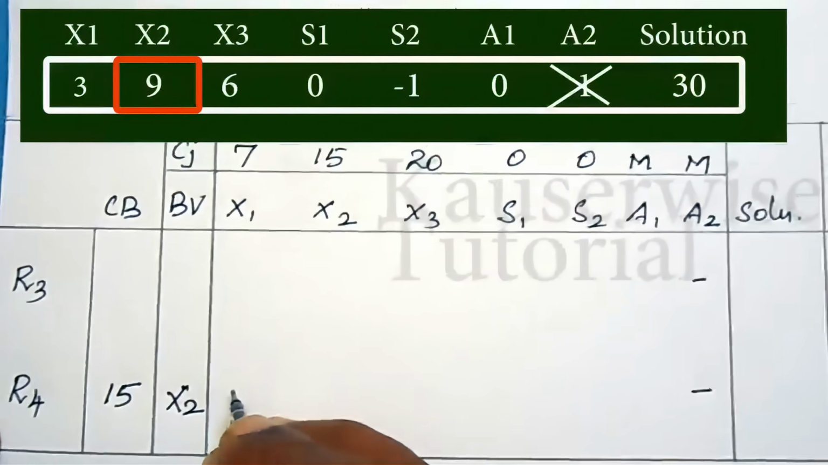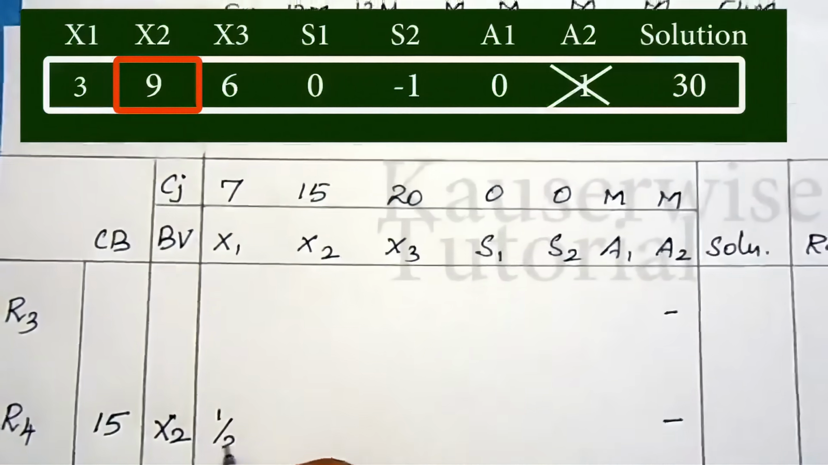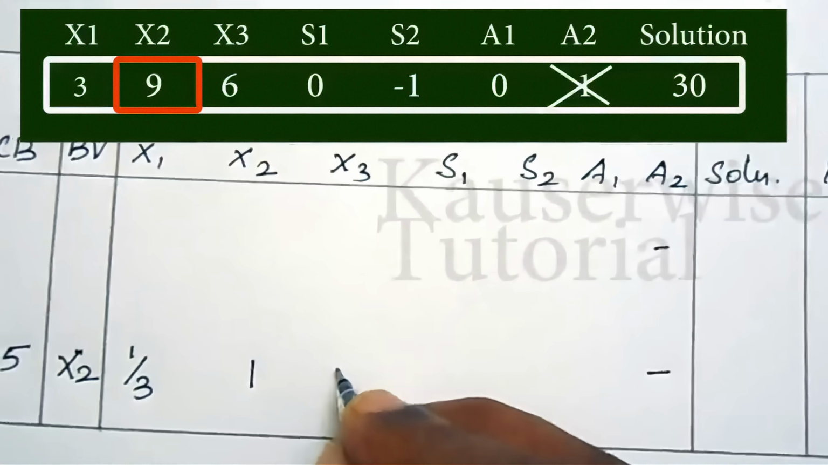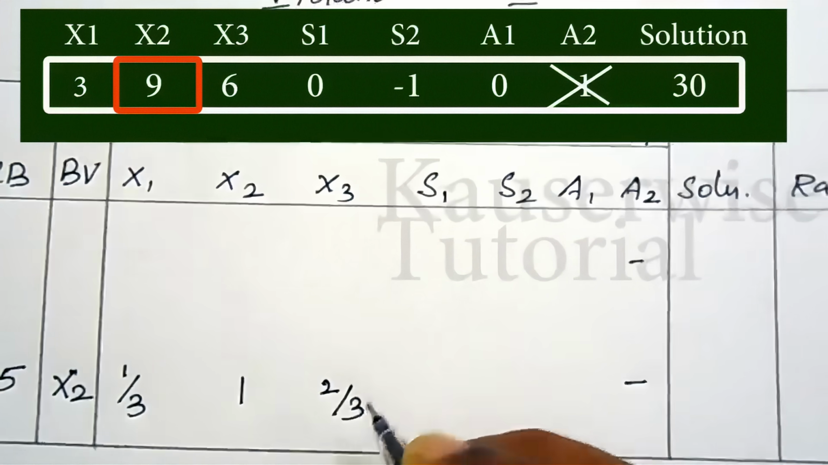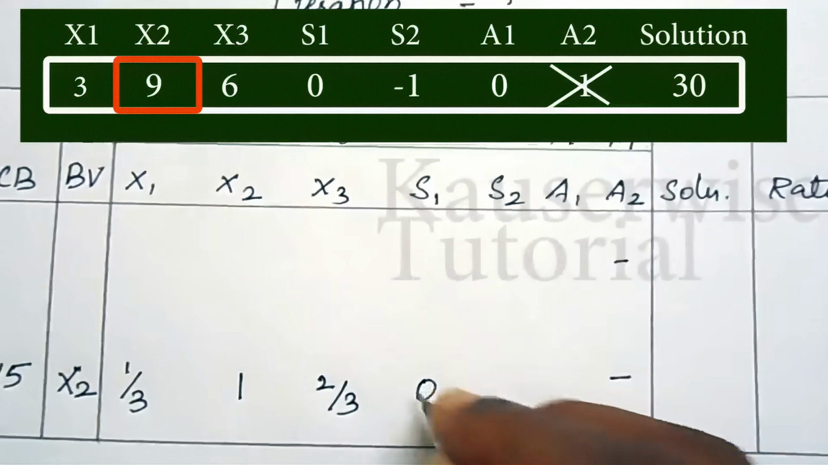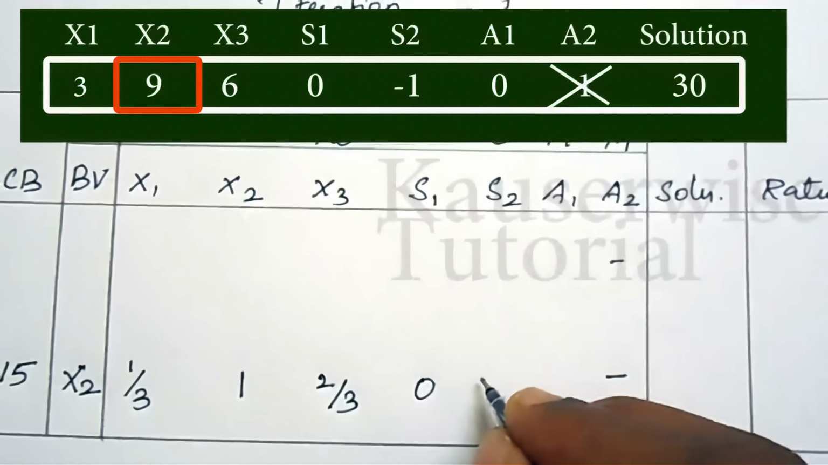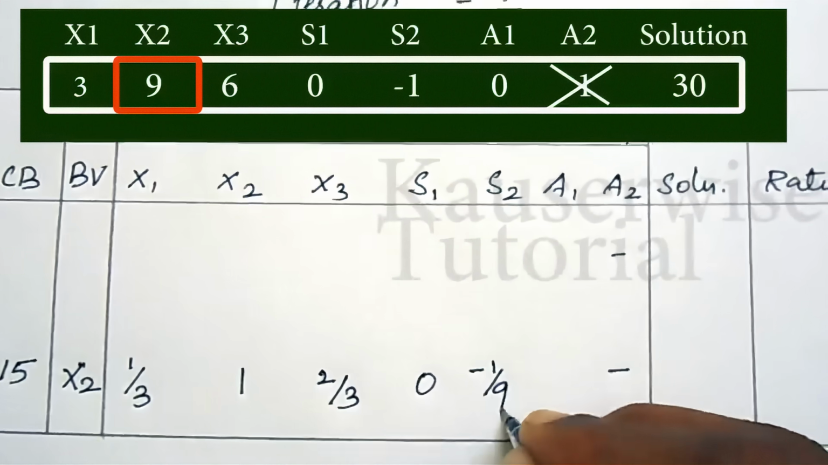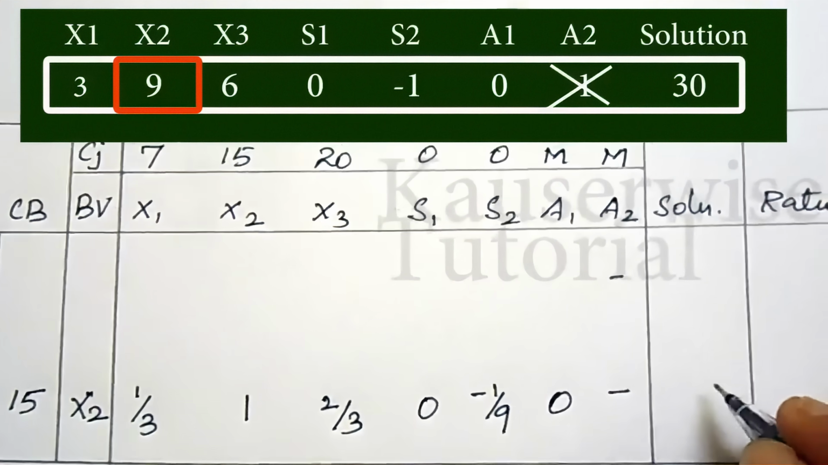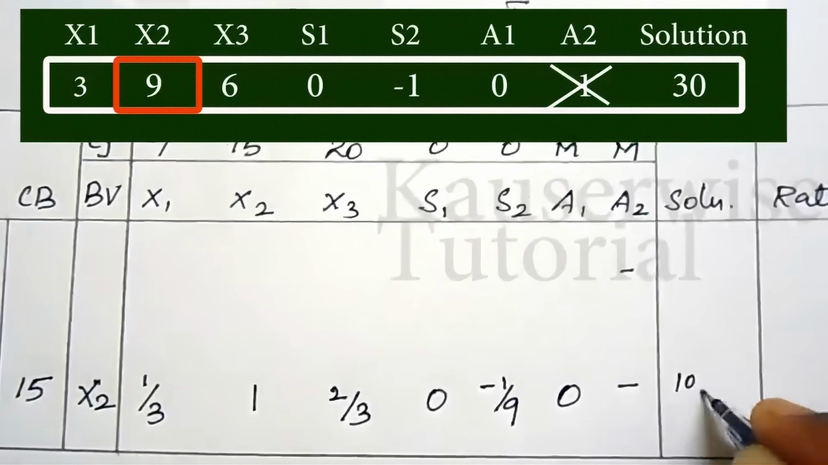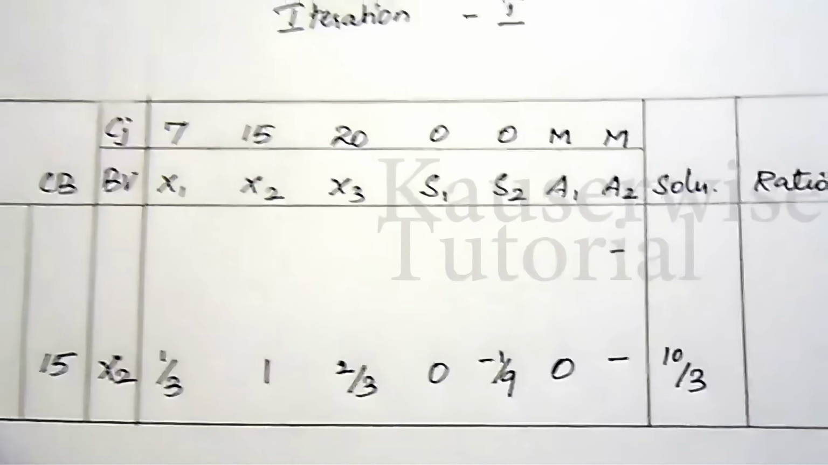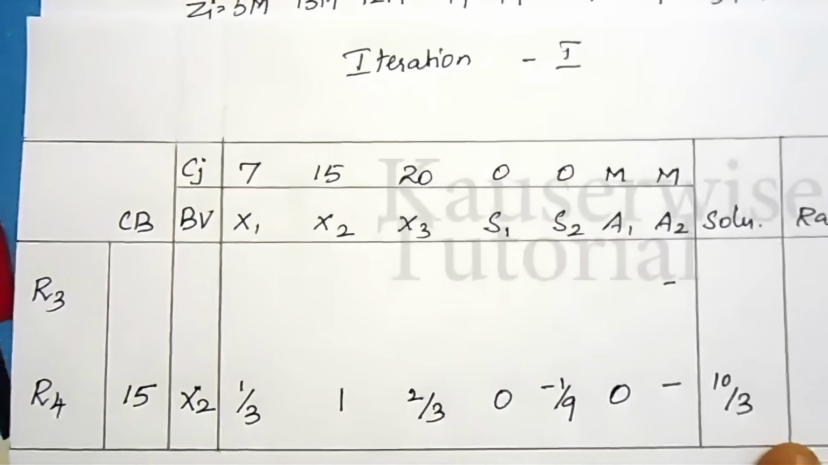So the first one, 3 by 9, is 1 by 3. 9 by 9 is 1. 6 by 9 is equal to 2 by 3. 0 by 9 is equal to 0. Minus 1 by 9 stays minus 1 by 9. 0 by 9 is equal to 0. And 30 by 9 is equal to 10 by 3. We have got the new values for row 4. This is the way to find the new values for row 4.